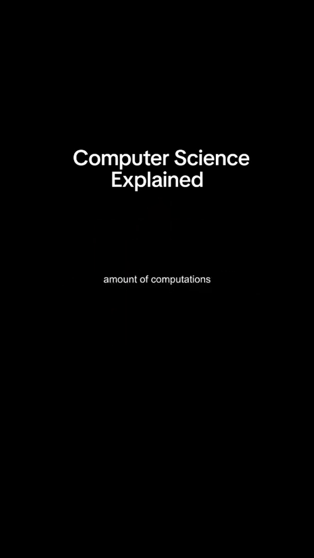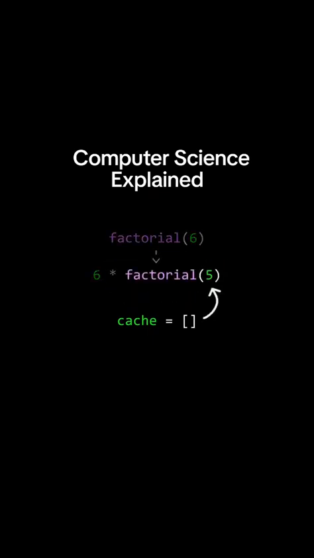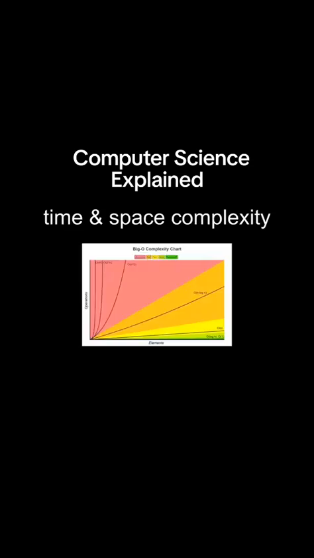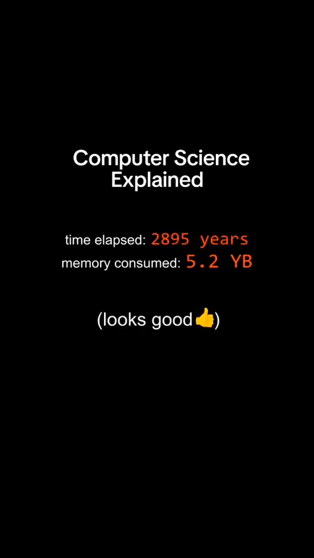So, to minimize the amount of computations needed, past results can be saved in a cache, so if they come up again, the computer doesn't have to recompute them from scratch. This is called memoization. Speaking of performance, to judge how good an algorithm is, you can look at time and space complexity, so how much time or space is required to run it.